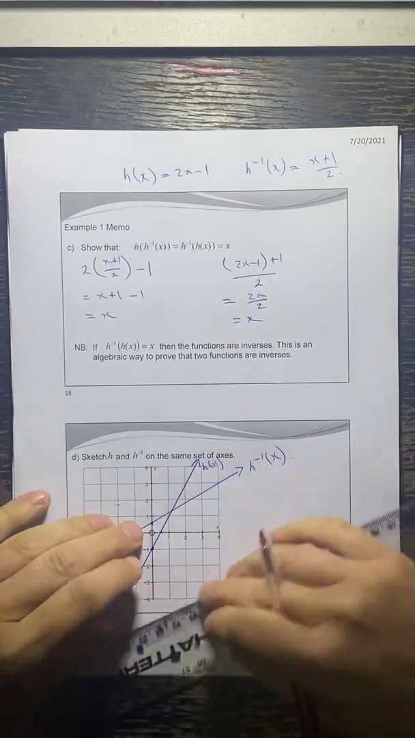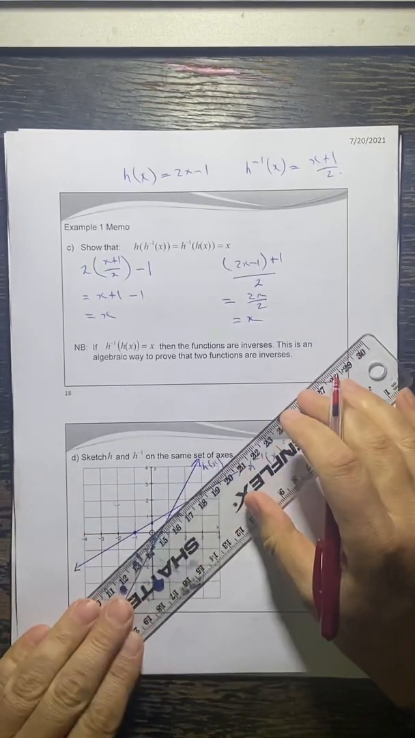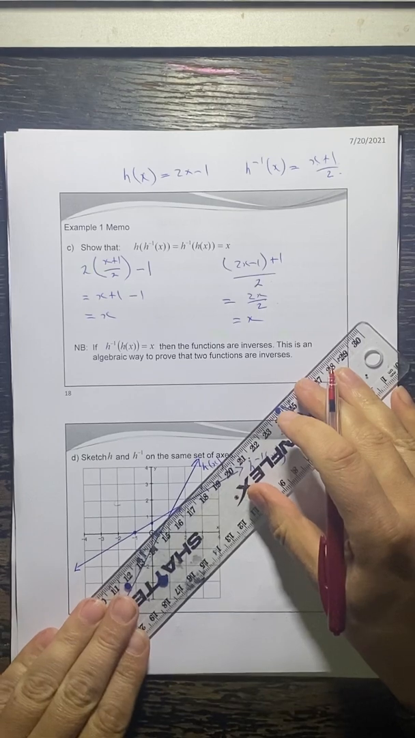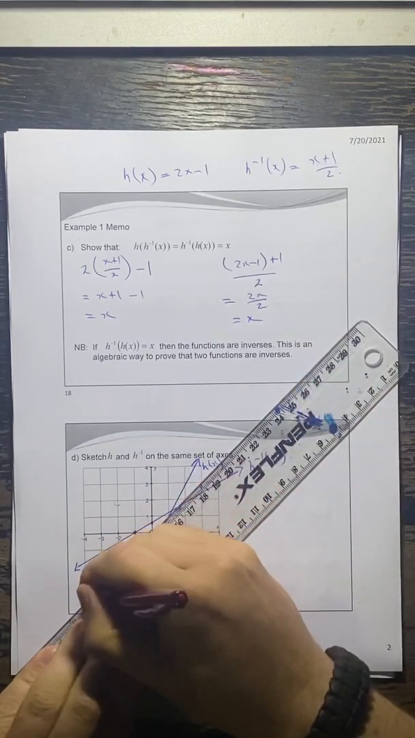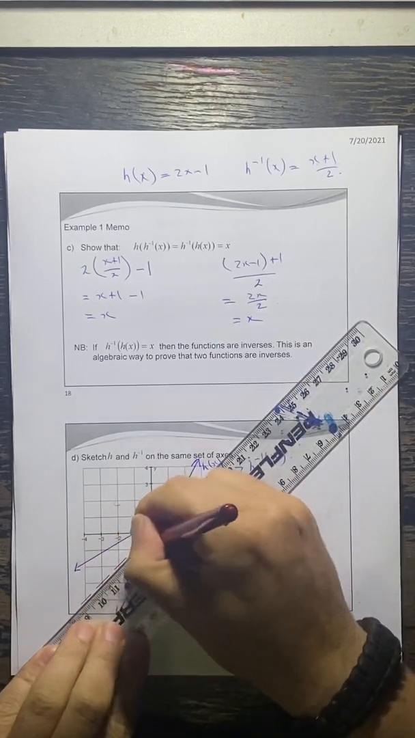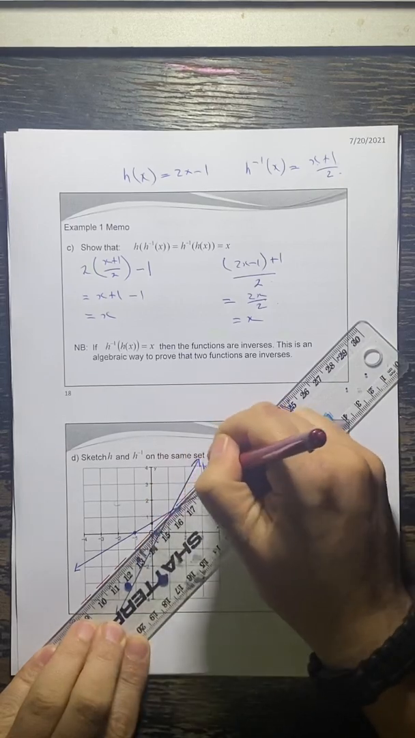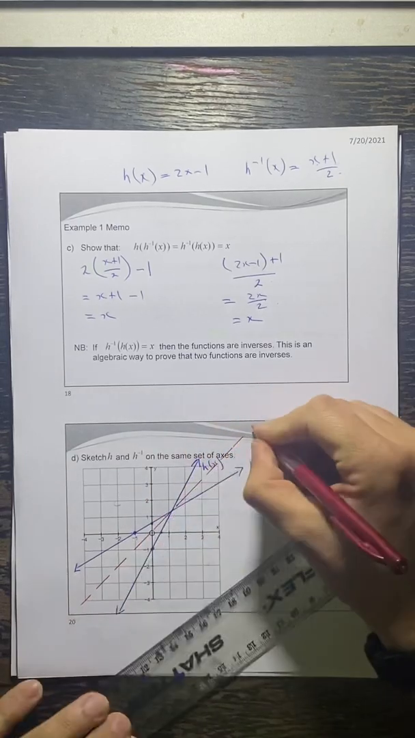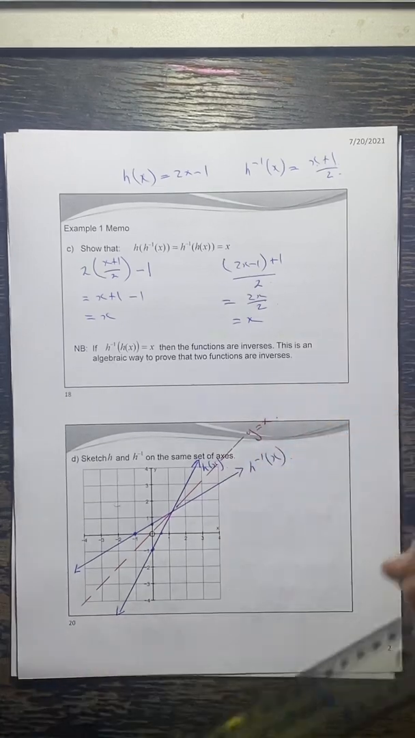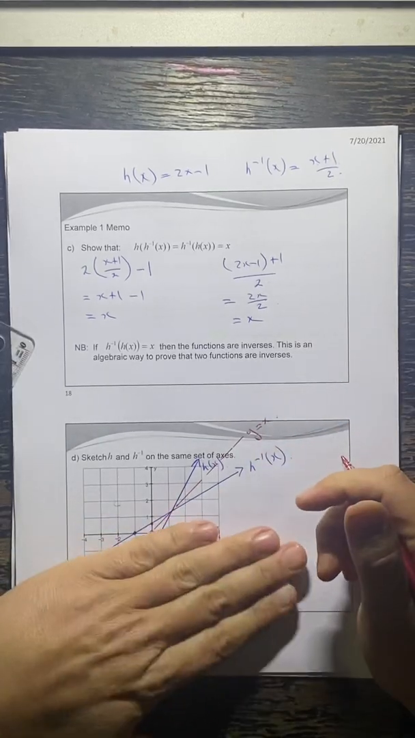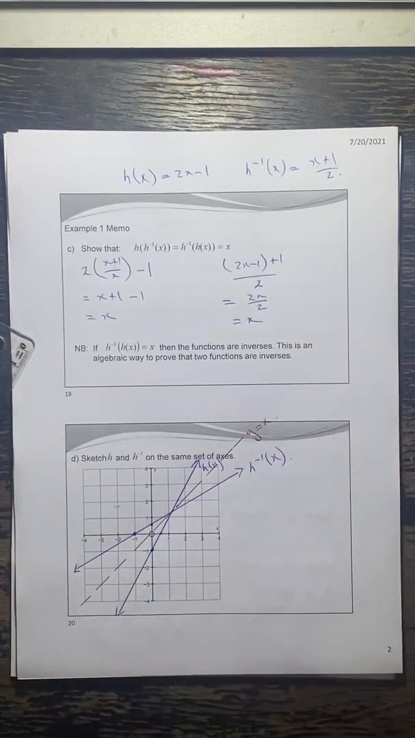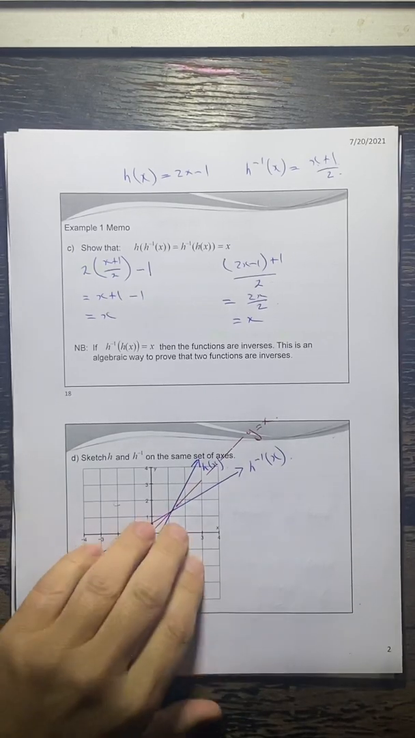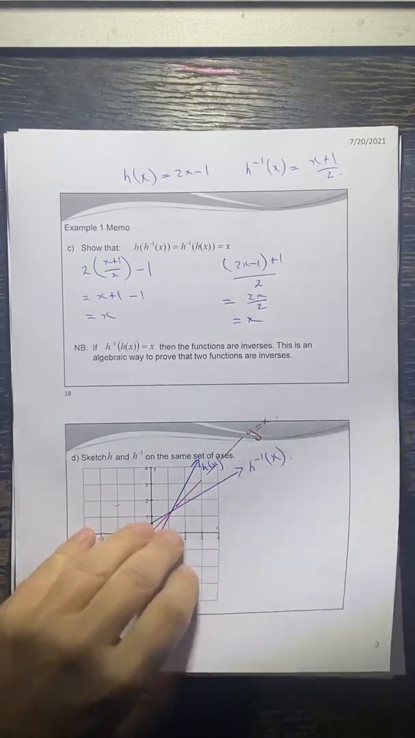Another thing that I want you guys to notice here is that these are symmetrical about this line y is equal to x. They are mirror images about y is equal to x because we are reflecting them about that line. Okay, so those are the three things that I want you to pick up from that.